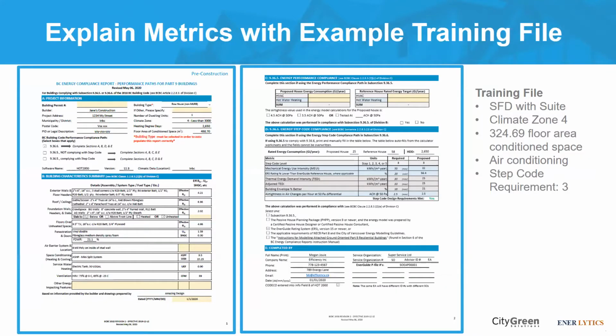Throughout this section, we're going to be explaining the metrics with an example training file. And that training file is a single-family detached home with a suite in climate zone 4, with 324.69 square meters of floor area of conditioned space. It has air conditioning, and it's in a local government area where they have a step code 3 requirement. Why we're focusing on a step code 3 requirement is this will be the requirement in 2022. So it provides us with an example of a home that may need to be built to this level within a short number of years.